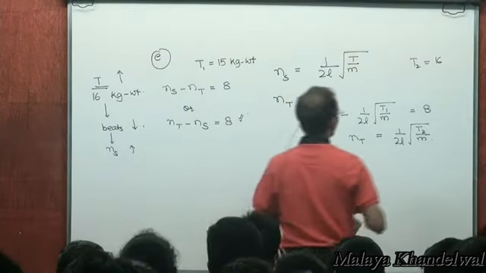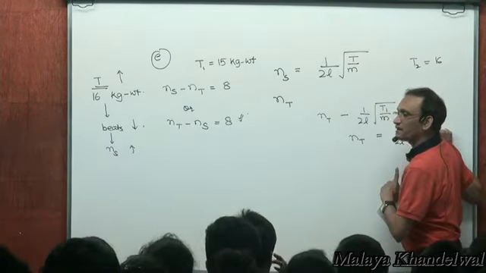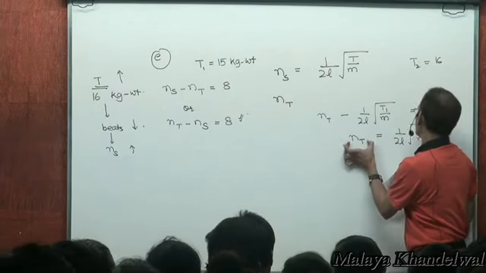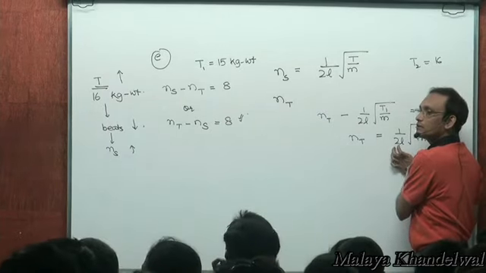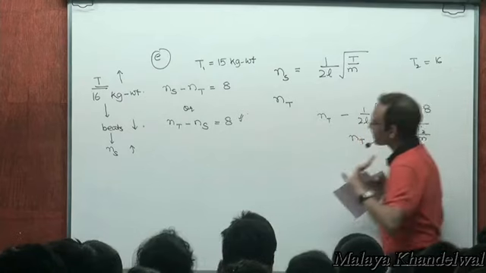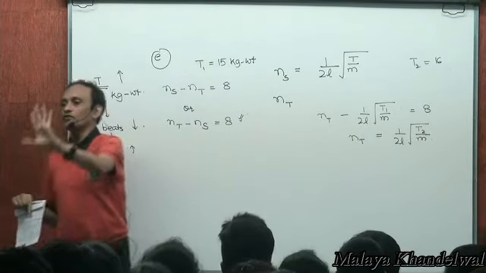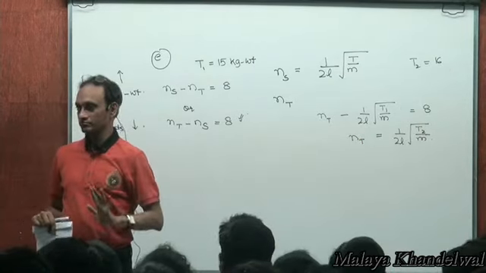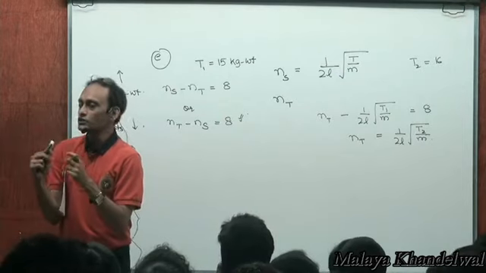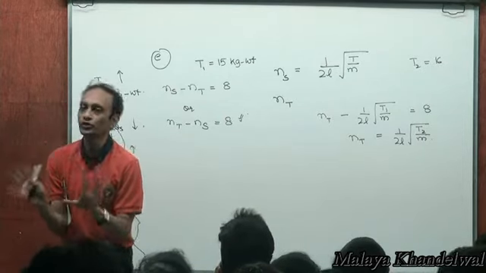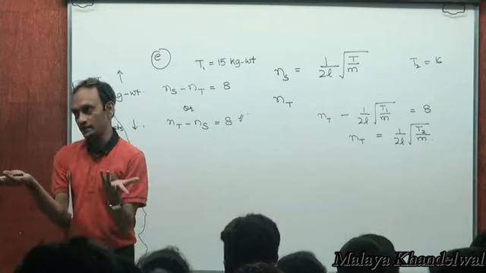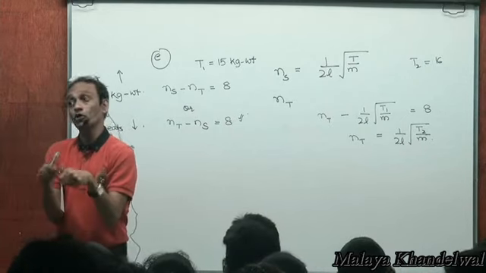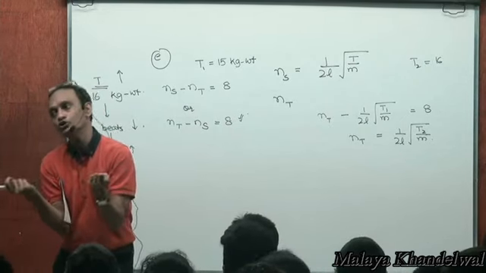When T becomes 16 kg weight, they are in unison. That means the frequency of the tuning fork will be the same as everything. See, there is a tuning fork and there is a sonometer wire. The sonometer wire is producing its own frequency. The tuning fork has its own frequency. When they are sounded together, because of a differential frequency, they will produce beats.